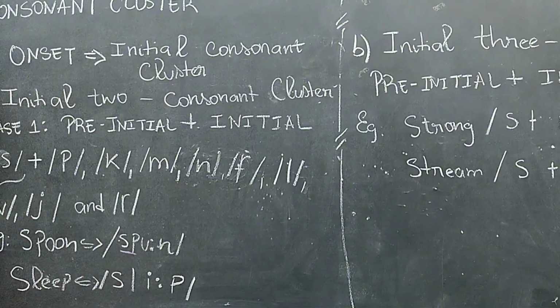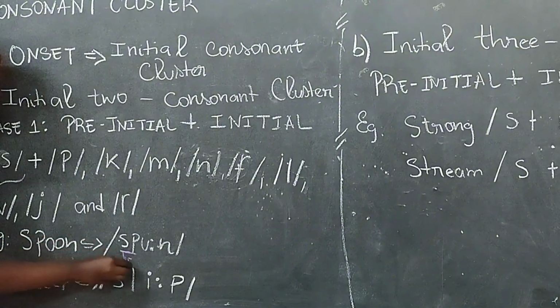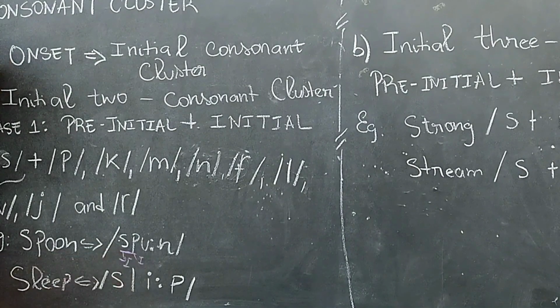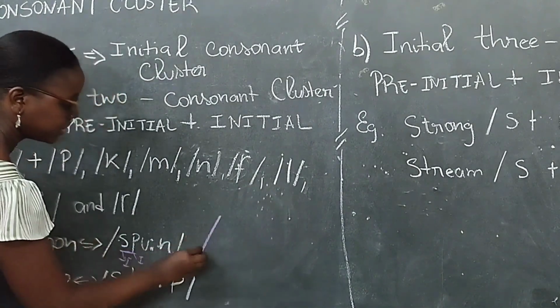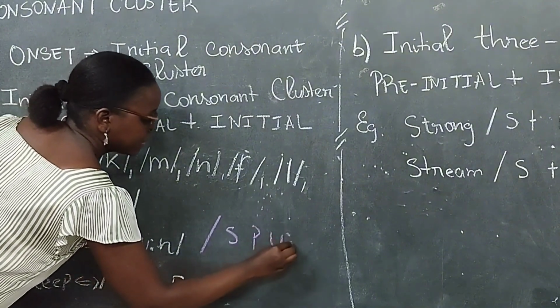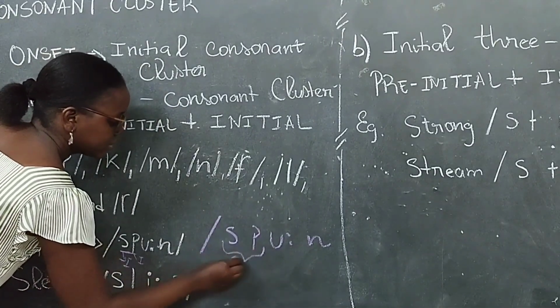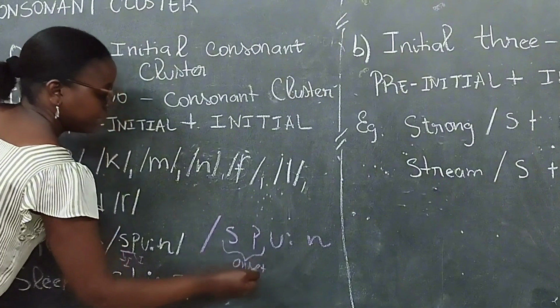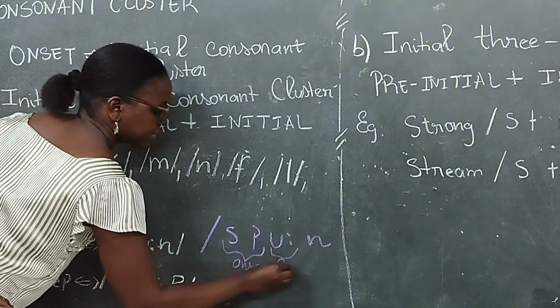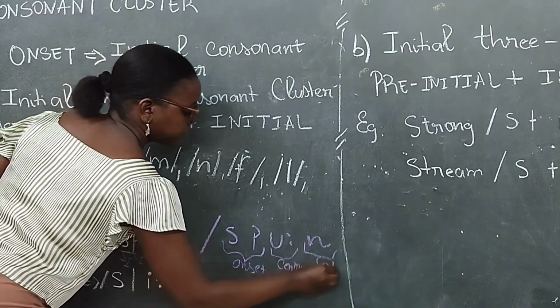And what kind of initial 2? The one where we find a pre-initial and an initial. So if we have this combination, the S is going to be the pre-initial and P is going to be initial. If we divide it, let's write it like this. Let's organize it better, separately. So we find here our onset. This is the center. And this is the CODA.